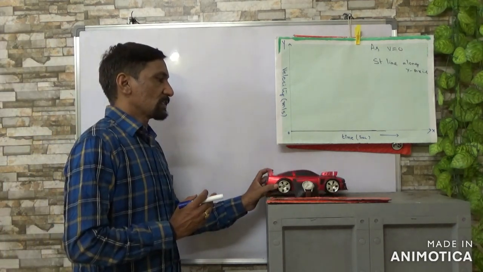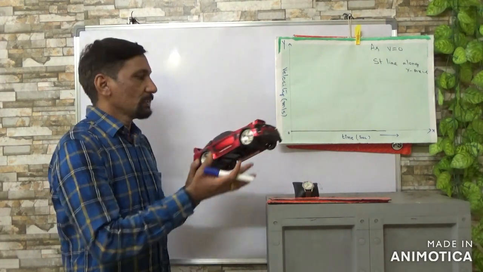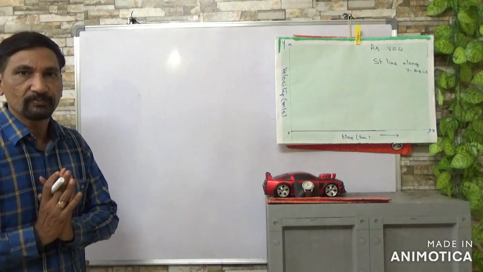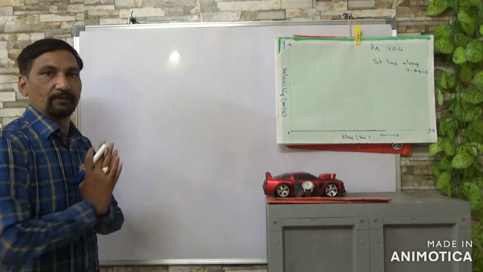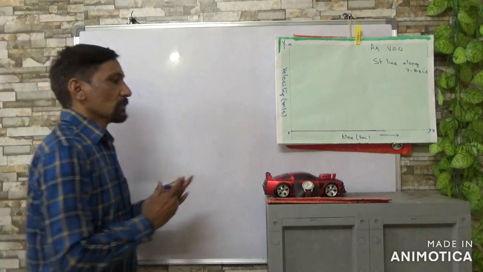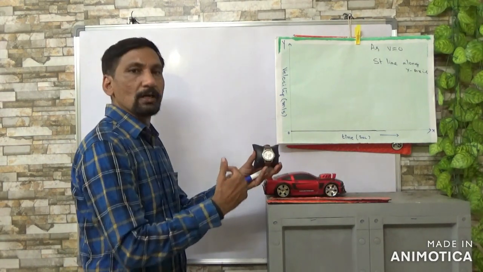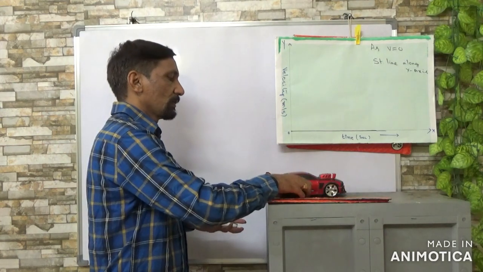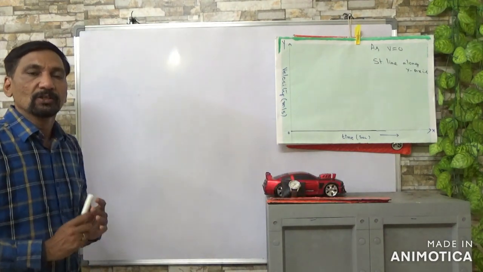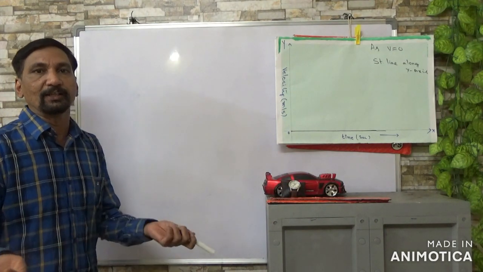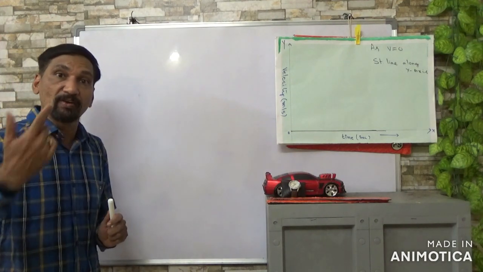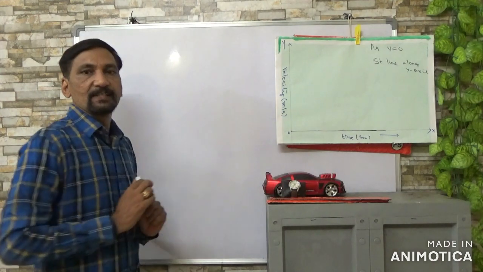There is one car. This car is at rest. Say it is not moving, say parking. So there is no change in the position of the car for 1 hour. Within this 1 hour, what is its displacement? Nothing. Zero. Because before 1 hour, it is at rest. After 1 hour also, it is at rest.